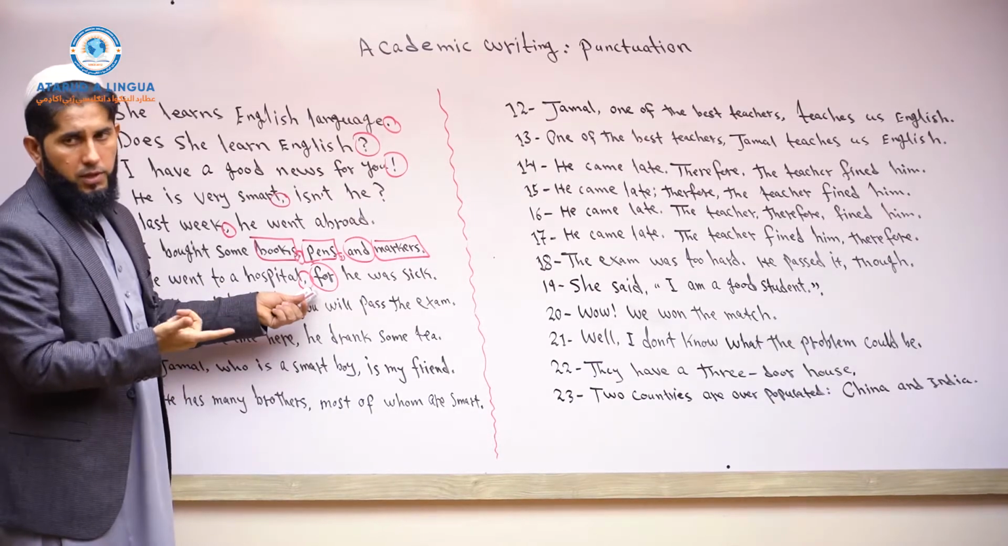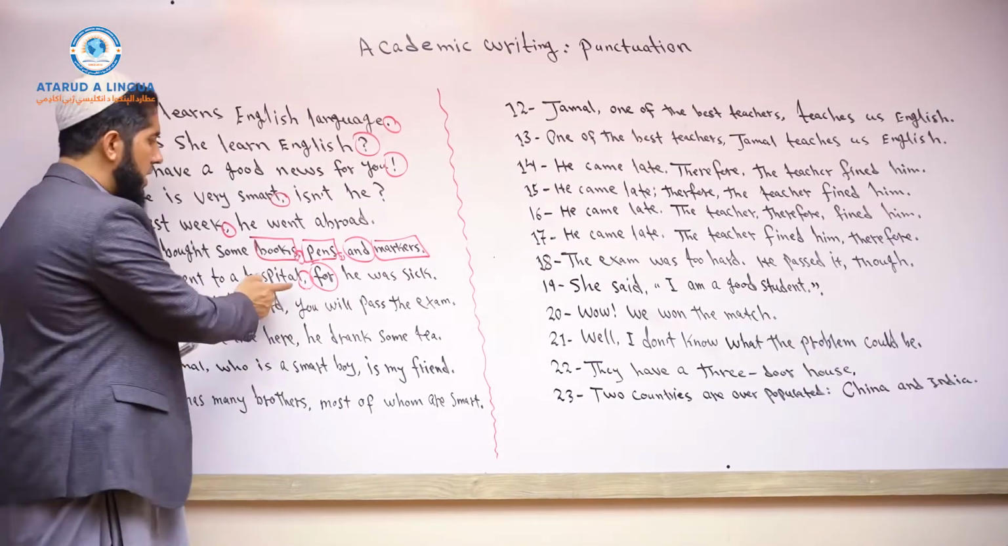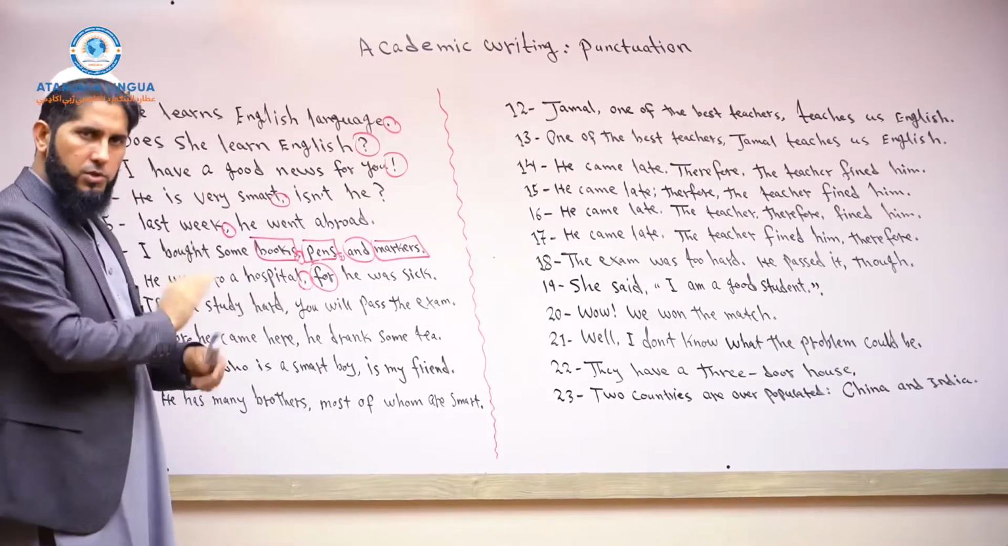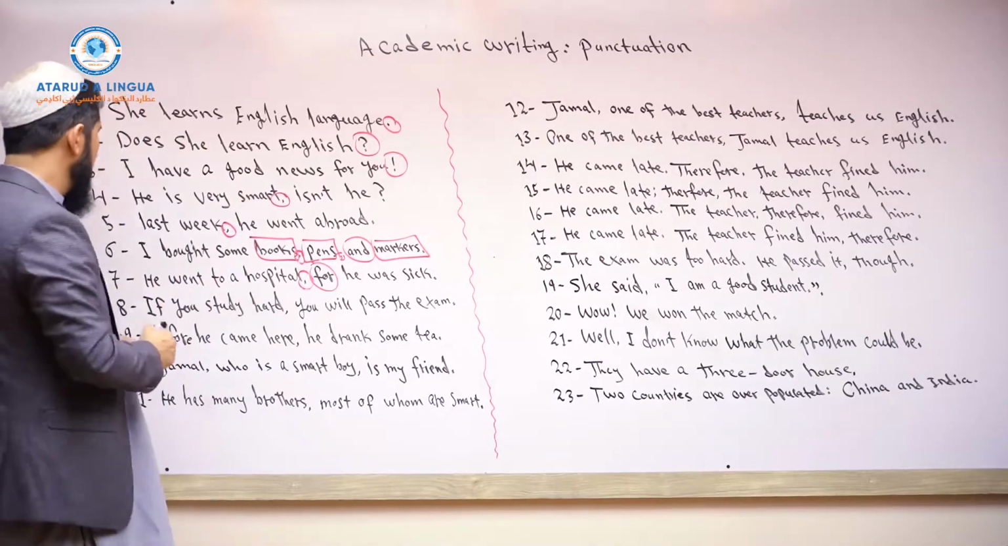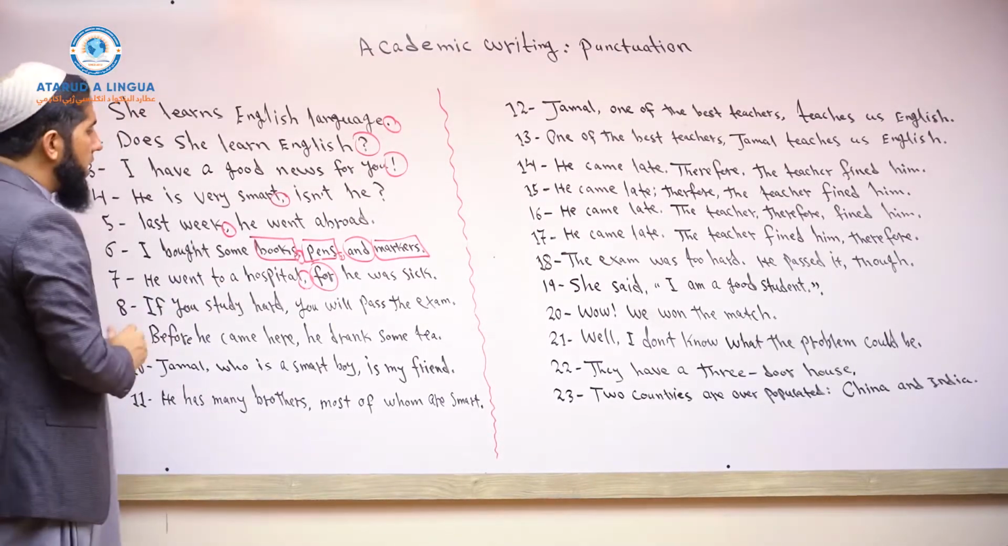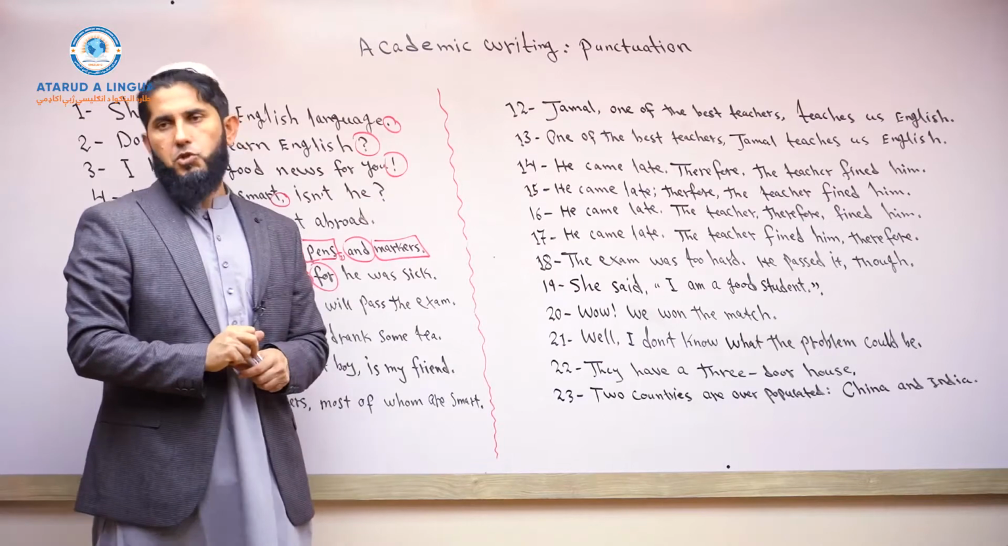You may not use it in that case. Otherwise, try to use a comma before FANBOYS conjunctions in compound sentences. Number 8, if you study hard, you will pass the exam.